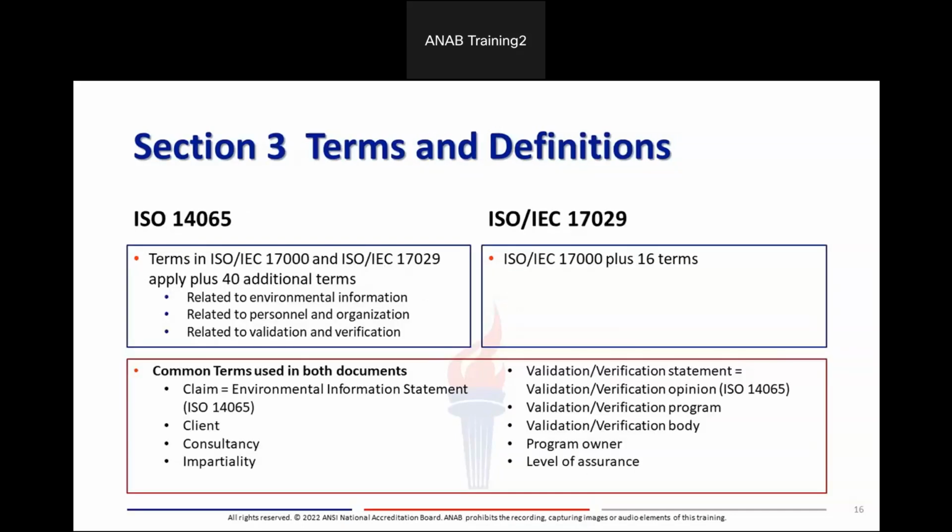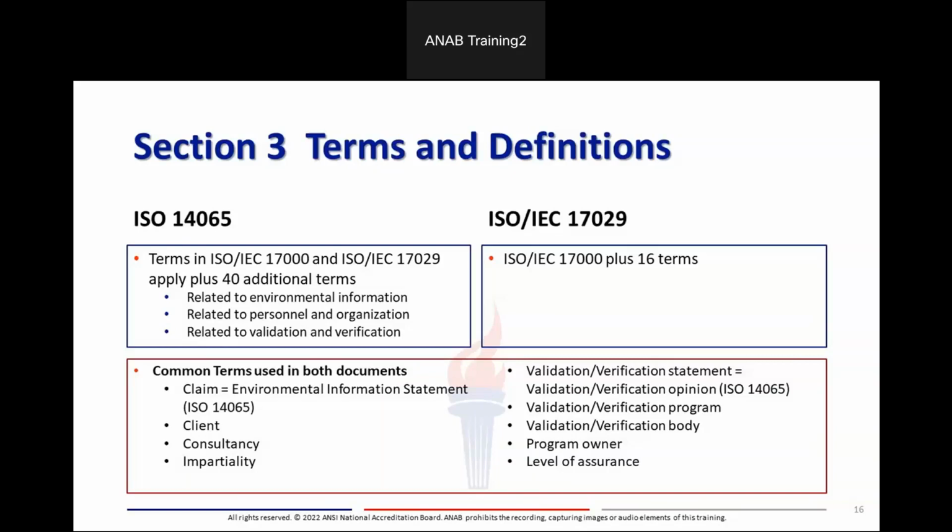Section 3 lays out the terms and definitions for these two documents. And again, a lot of similarities between the terms that they use. And the one thing that is overarching is that 14065 incorporates all of those terms and definitions from 17029 plus 17000, plus has 40 additional terms that are related to environmental information, to personnel and organization, and to validation and verification. So it has more terms and definitions that it brings into consideration in the 14065 document. But there are many terms and definitions that are the same between the two documents, and those are listed here. We've already encountered a few of these terms, such as claim and validation and verification.